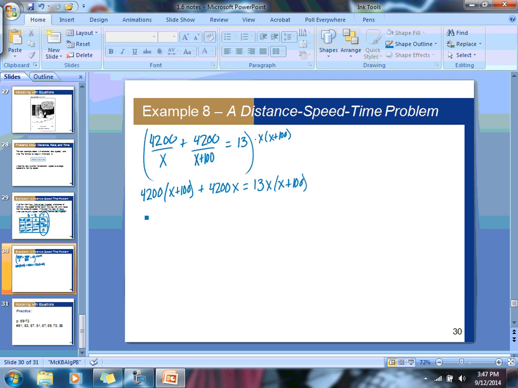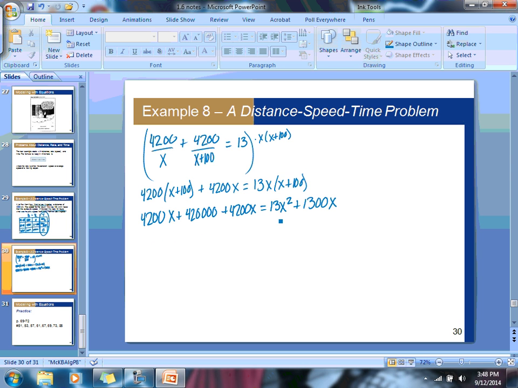Now I'm going to have to distribute. So I've got 4,200x, and then I've got 420,000. I still have my 4,200x. Now here I'm going to get 13x squared. Uh-oh. And the 1,300x. Now because I have that x squared, and I have some x's, and I have some constant terms, we're probably going to have to factor or use the quadratic formula. So let's combine our like terms here and get everything set equal to 0.